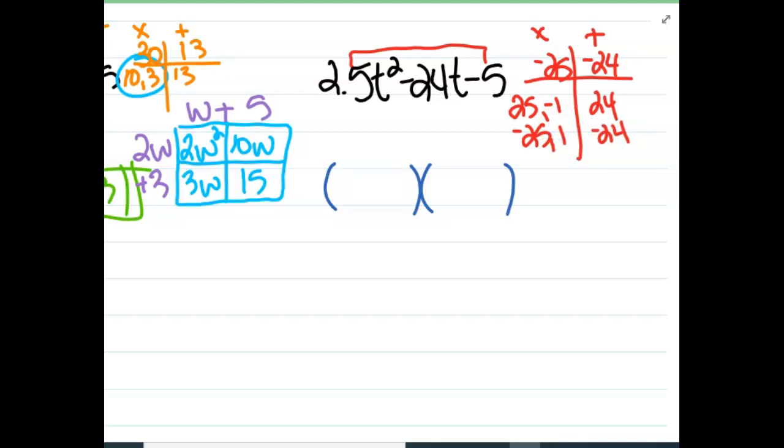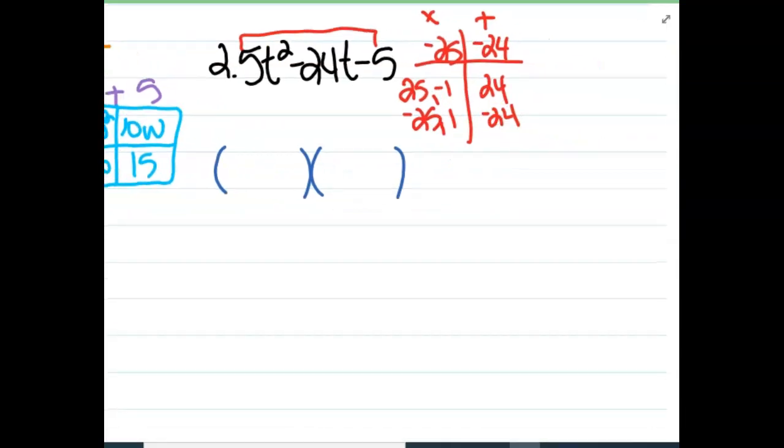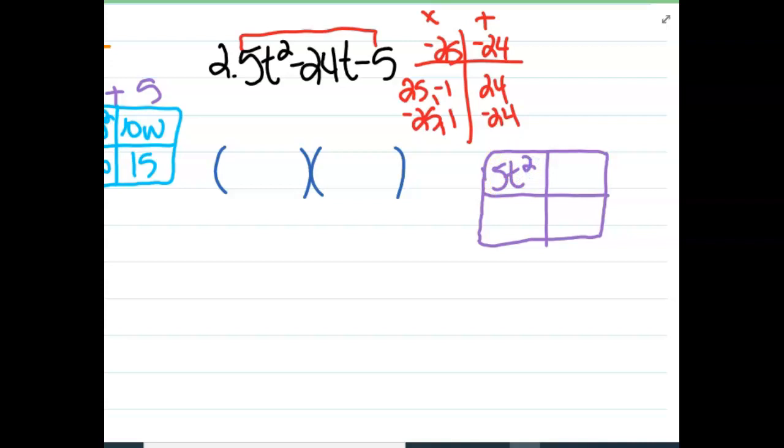Okay, once you find your factors, now you are going to draw your box. It's going to be a 2 by 2 box. You're going to fill in the box. The first term, that 5t squared, goes in the first box. The last term, that negative 5, goes in the last box.